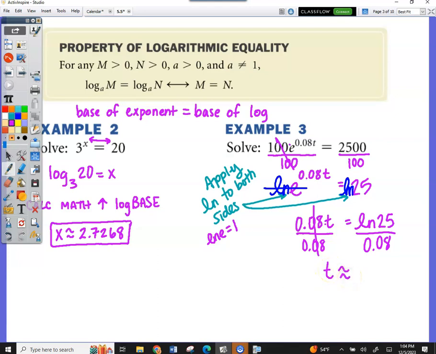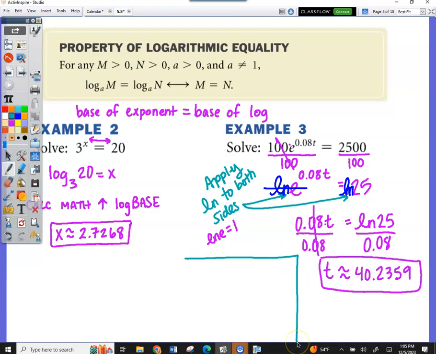So you would end up with 40.2359. That's the cool thing about solving logs and exponentials. Well, solving e equations. I will change colors and show you, like right here.